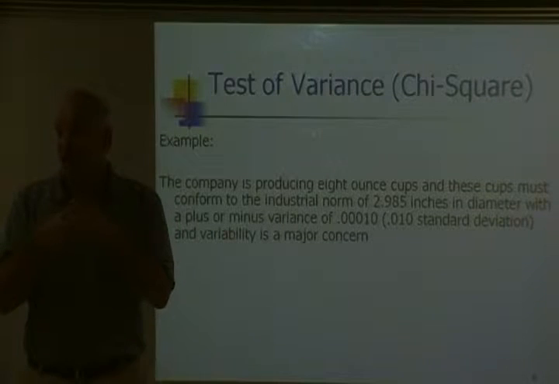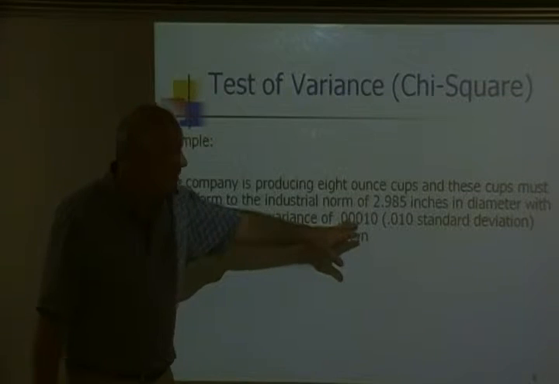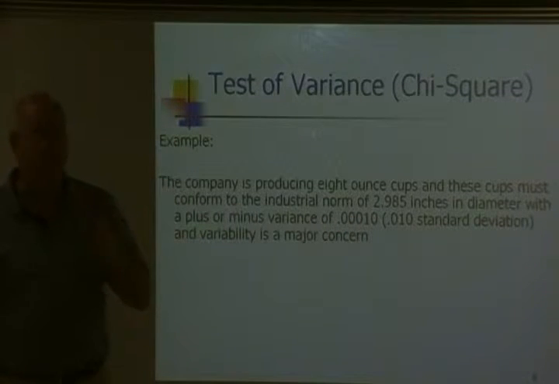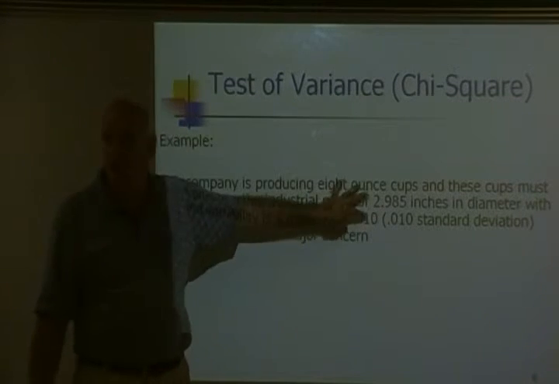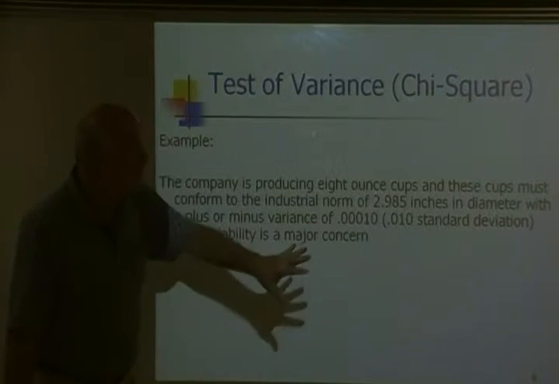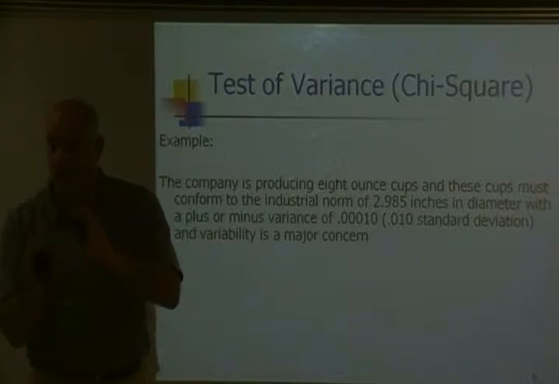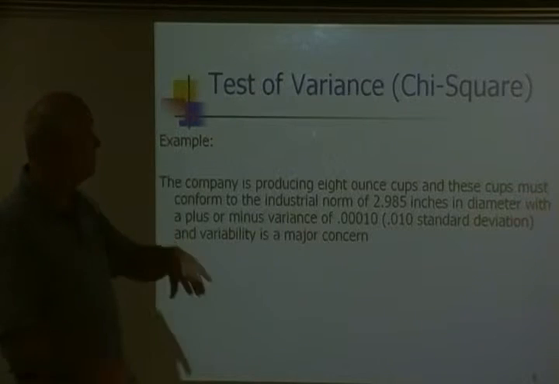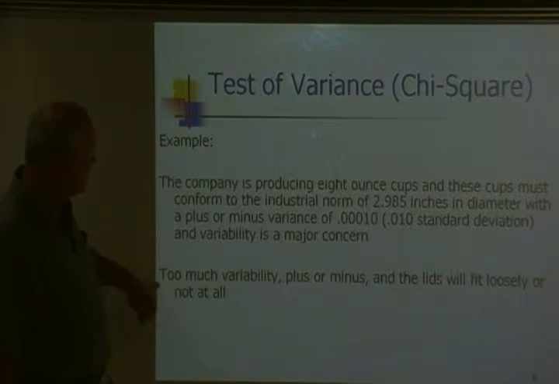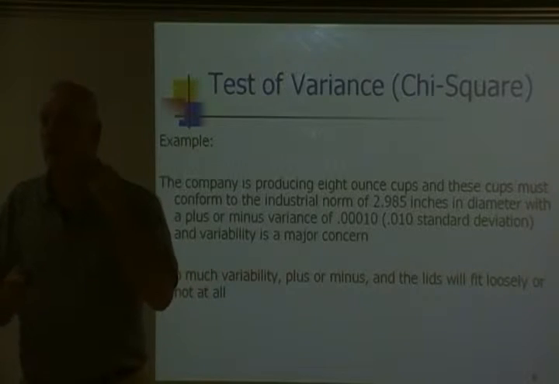Because if you're looking at more than 10 thousandths, then you're getting a larger lid. If you're looking at smaller, you're getting a smaller lid. So it's very good for a company to make sure they fall within these specifications. So as you do your production line, you are comparing what you have to the industrial norm. So one group, one sample, to an established norm, which we're going to use the chi-square test of variance. Too much variability, plus or minus, and the lids will fit loosely or not at all. And we don't want that.